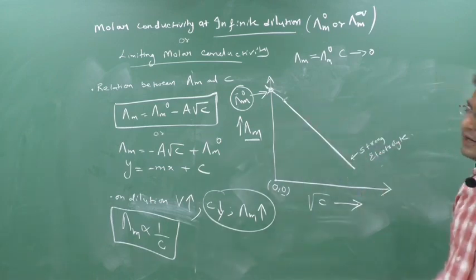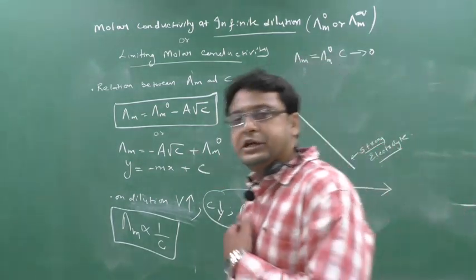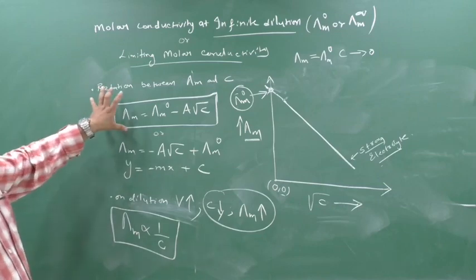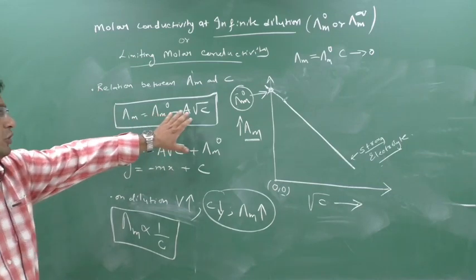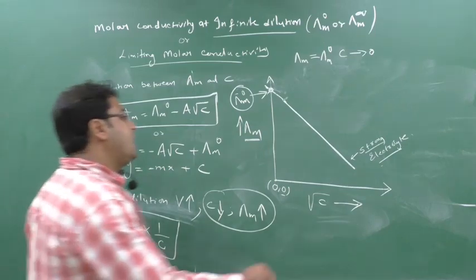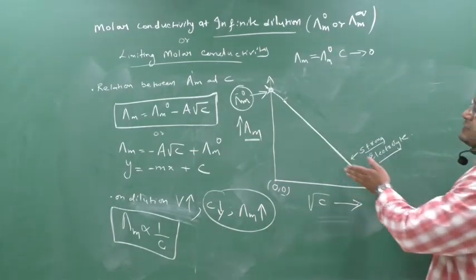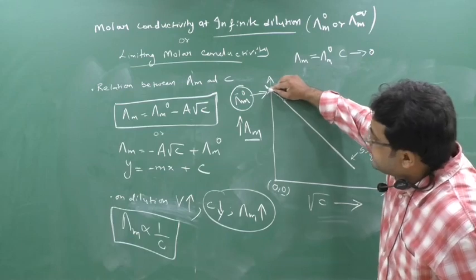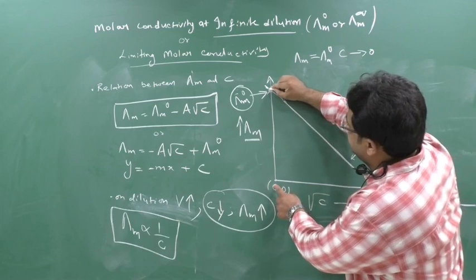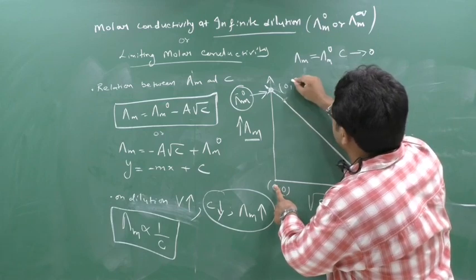So I obtained the limiting molar conductivity of strong electrolyte by using this graph and this equation. Clear? Understood? Once more I will repeat. This is the relation between lambda m, lambda m naught and concentration C. I rearranged it and got the straight line, and when I plotted the graph I got this straight line. When I extrapolated the graph, I got the intercept on the y-axis. Here the x-axis value will be 0 and the y-axis will have some value.